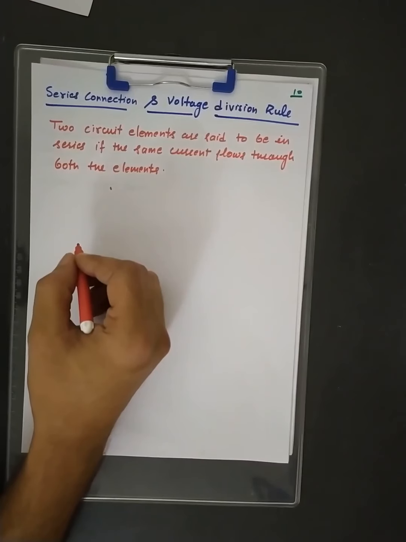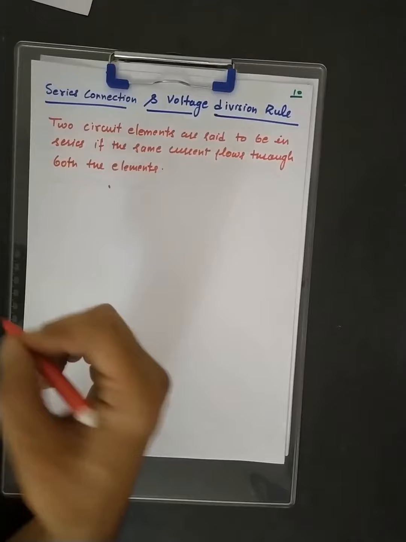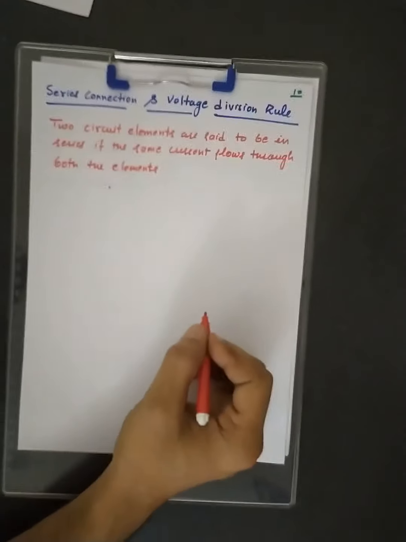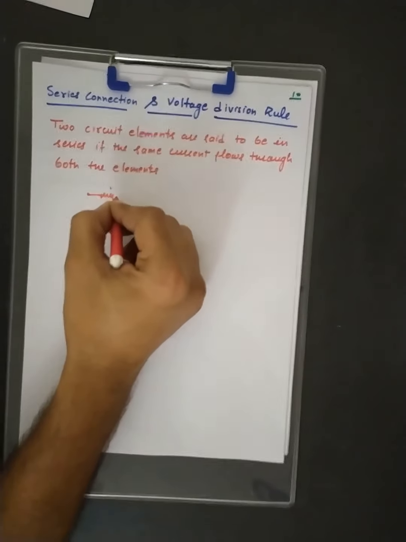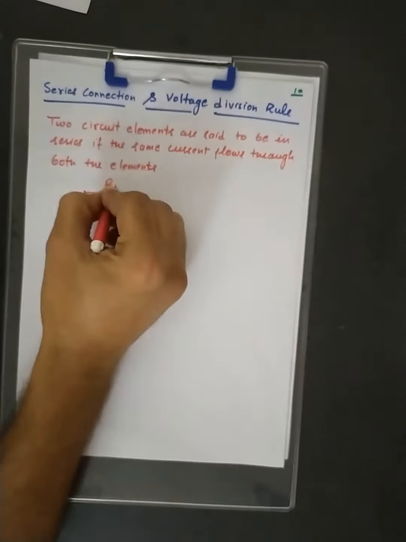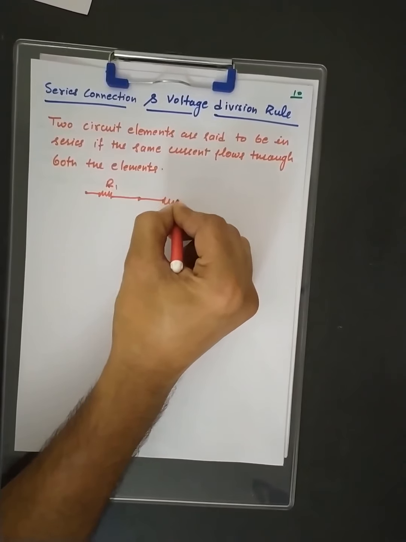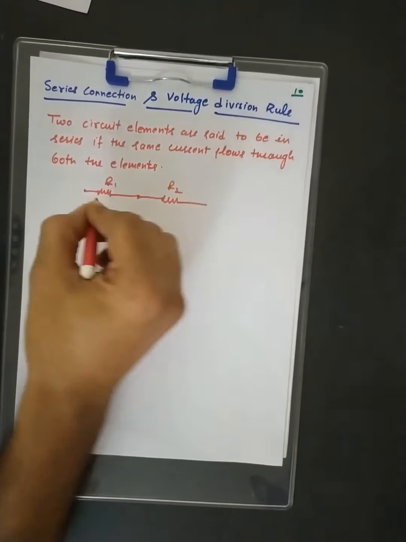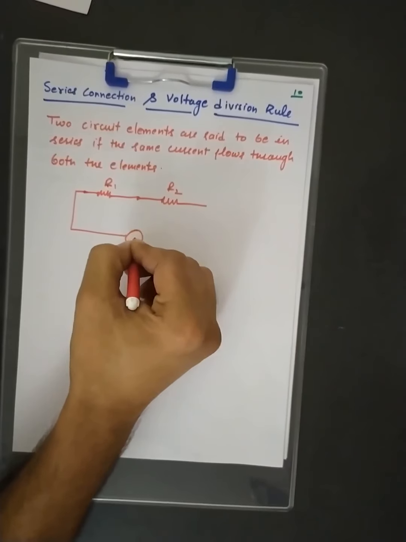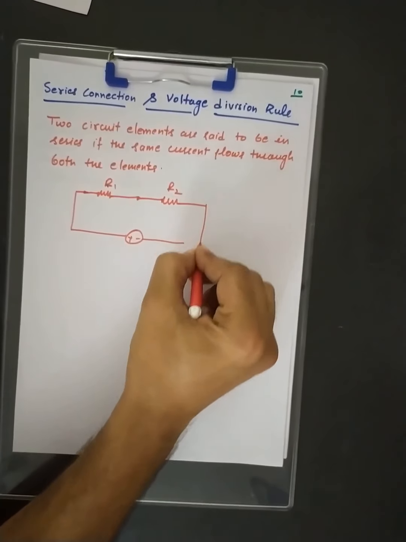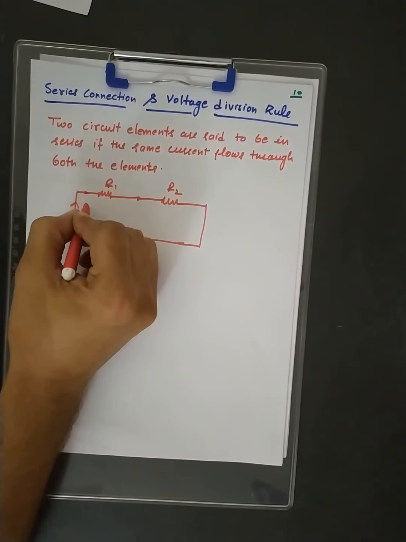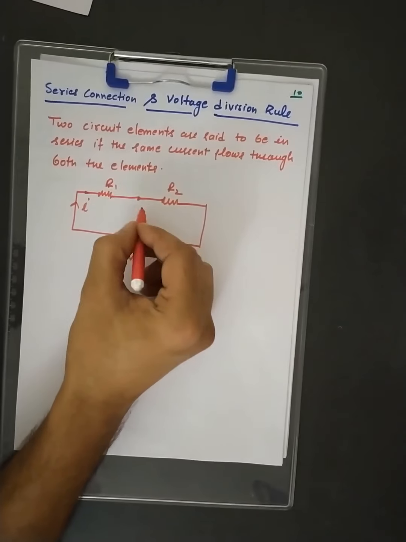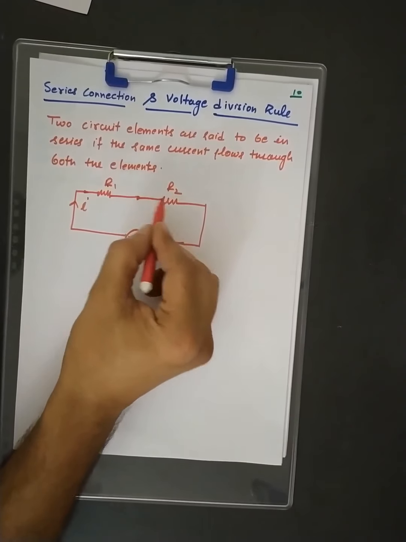Next is your series connection and voltage division rule. So you know very well the two elements are said to be in series if same current is flowing across them. Now let me tell you how. Suppose I am taking the example of resistance R1 and this one is your R2, which are connected through some voltage source, that is V, right? So current flowing across these two elements will be I. So these are connected in series.